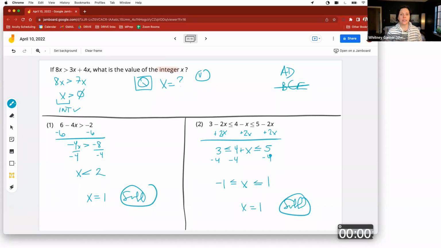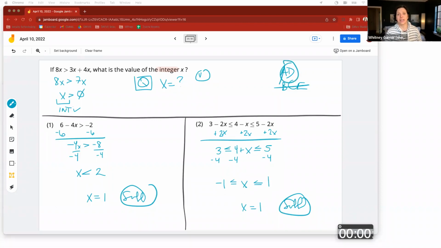Okay. In this case, they are in fact both sufficient, and so I will pick answer choice D. Answer choice D. Okay. All right, let's try one more.